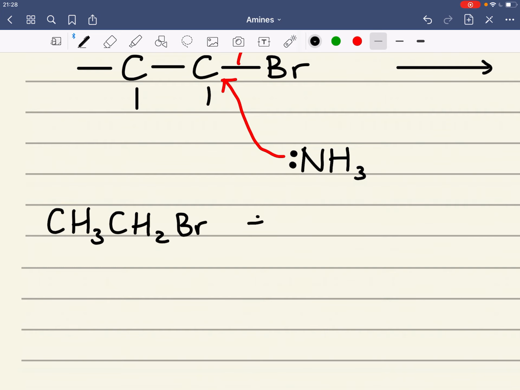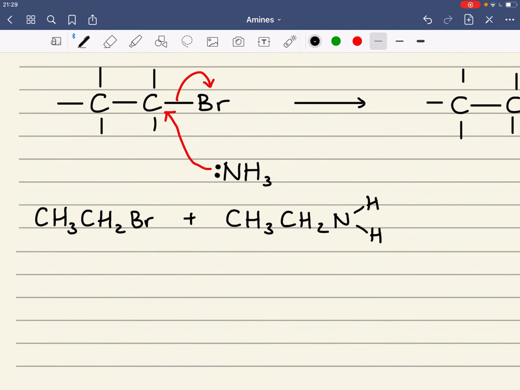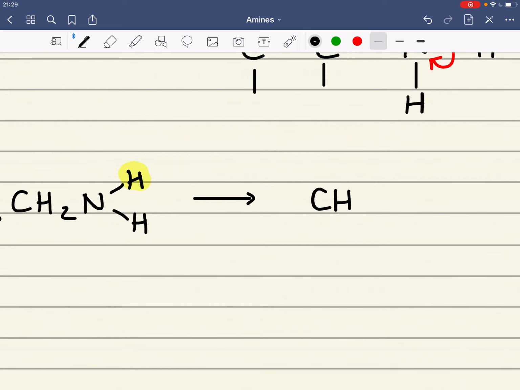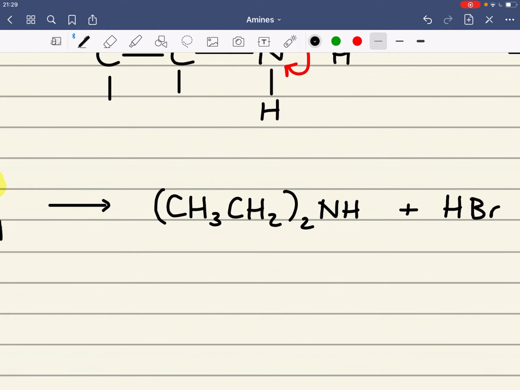So the bromoethane now reacts with ethanamine. And what happens is that this hydrogen here is going to be lost. That's going to go off with this Br, and then this CH3CH2 will take the place of this hydrogen. So that will form our product, which is diethylamine, and we also get HBr as a secondary product.